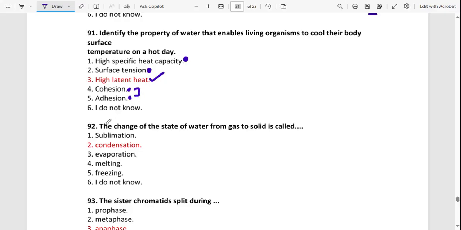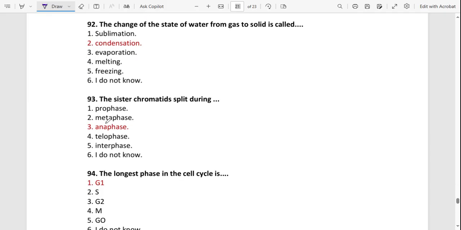The change of the state of water from gas to solid is called what? So let's talk about this. This is solid. This is liquid. This is gas.